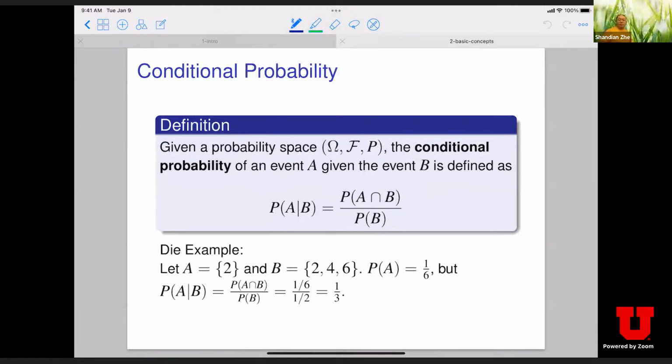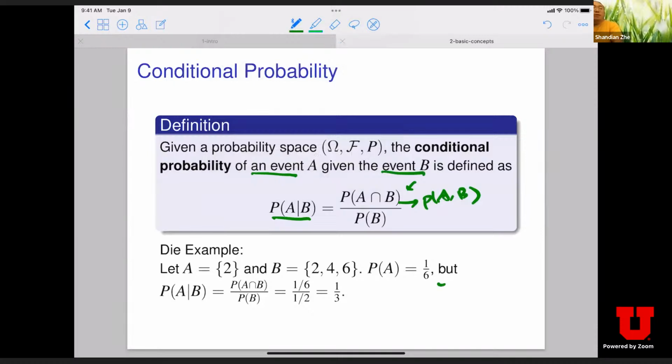And based on the probability definition, we can also define the conditional probability, right? So the conditional probability of event A given event B is defined as follows. It's defined as the probability of A intersection with B divided by the probability of B. This one is called the joint probability. Sometimes it is written as P(A, B).